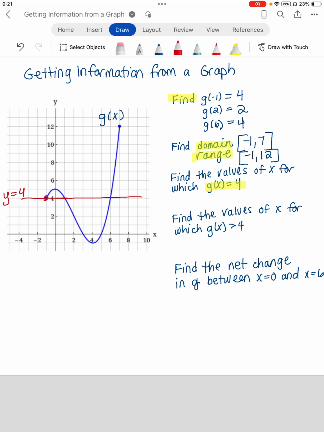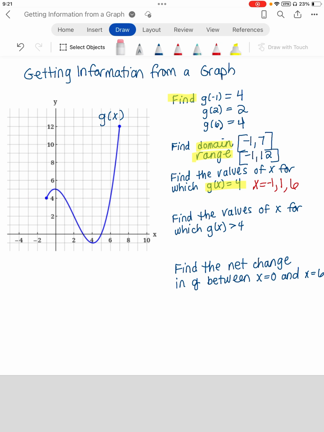And I hit the graph in 3 places. All right, I hit the graph here where I have an x value of -1. So I can say that happens at an x value of -1. I have that happen here, which is an x value of +1. And again here, which is an x value of 6. All right, so I actually have 3 input values that give me an output value of 4.